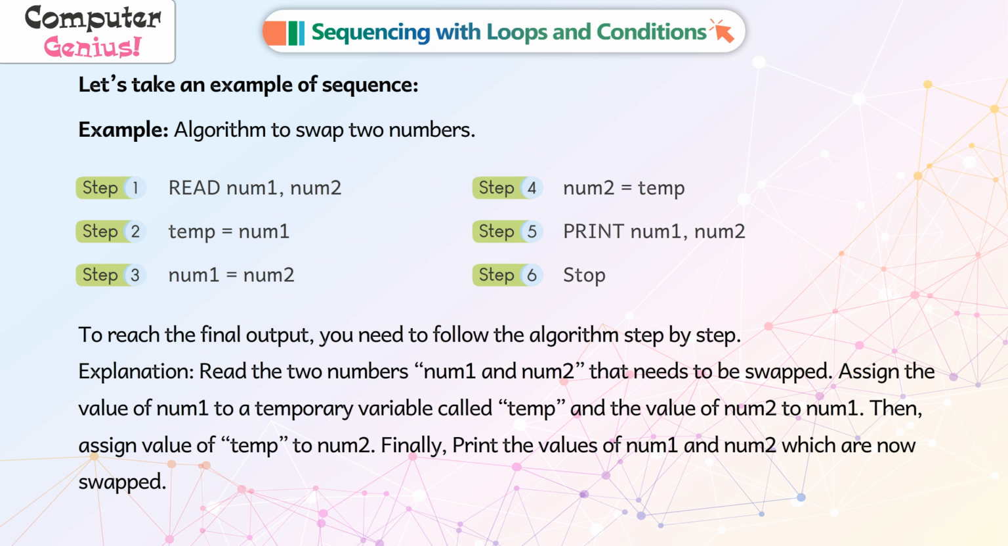Explanation: read the two numbers, num1 and num2, that need to be swapped. Assign the value of num1 to a temporary variable called temp and the value of num2 to num1. Then assign the value of temp to num2. Finally, print the values of num1 and num2, which are now swapped.